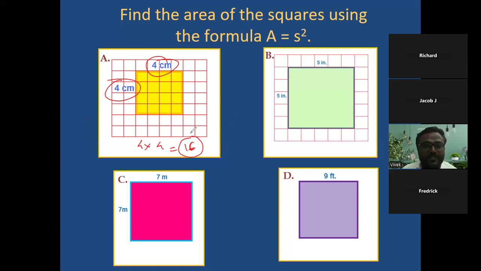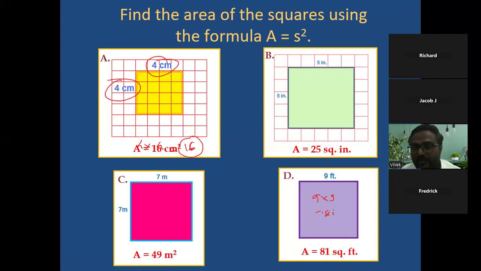Okay, so here are your answers, guys. 16, 25, 49, and 81 square feet. So here, this was 9. So 9 times 9 is nothing but 81.